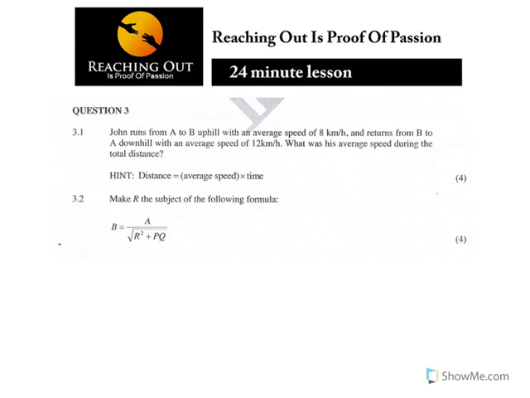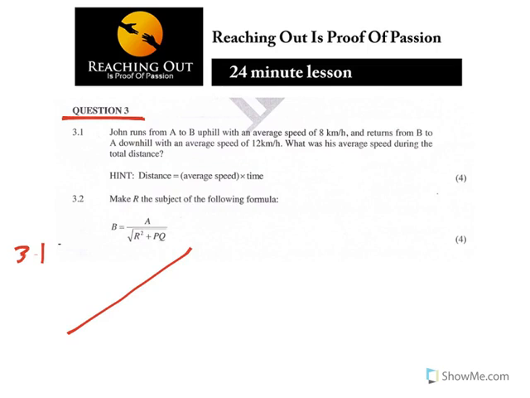Now we are moving on to look at another question, question number 3. In question number 3 it says John runs from A to B uphill with an average speed of 8 kilometers an hour and returns from B to A downhill with an average speed of 12 kilometers an hour. What is his average speed during the total distance? So in this case, maybe I can try to draw a scenario of what's happening here. Remember this is 3.1.